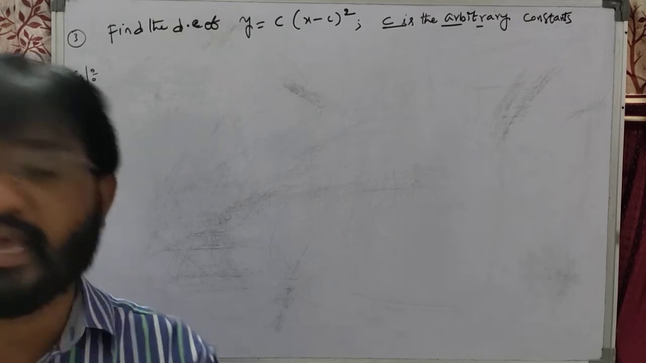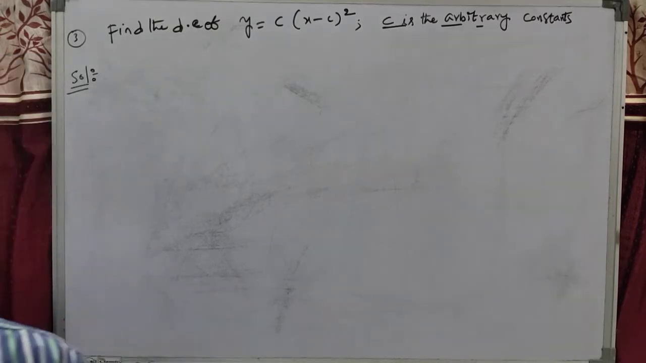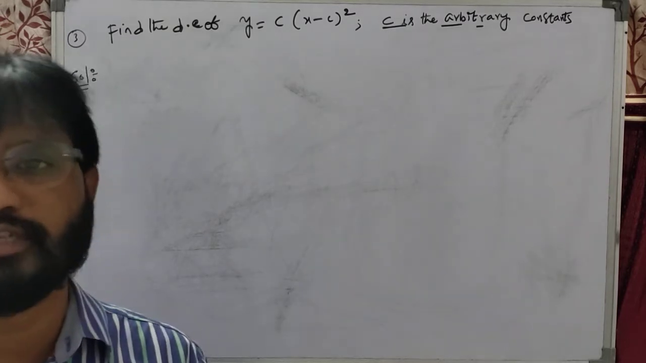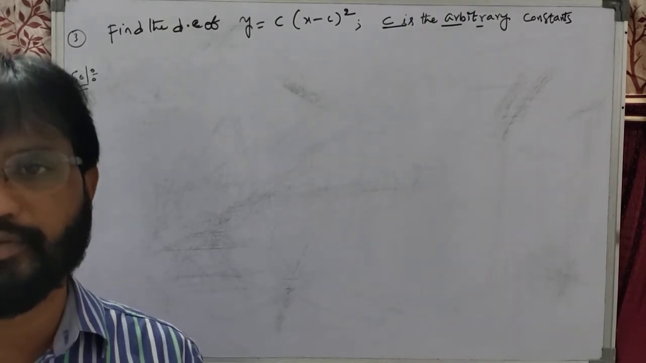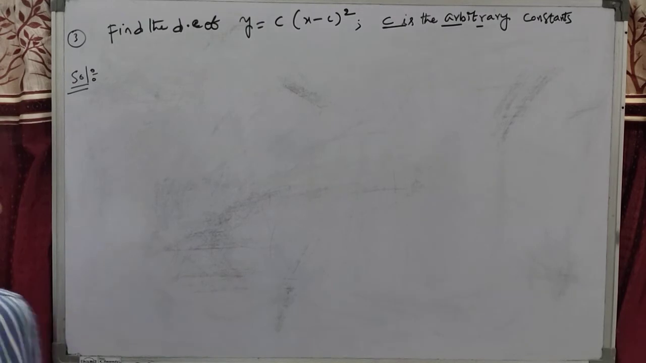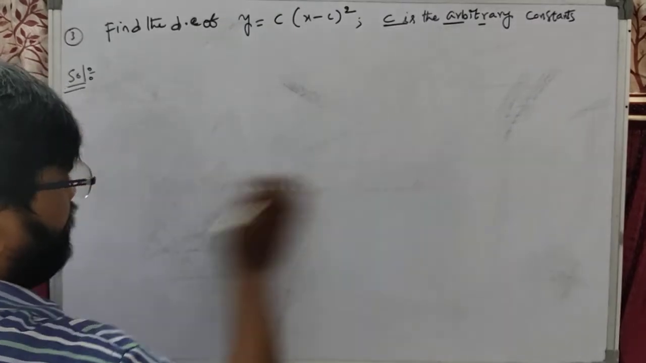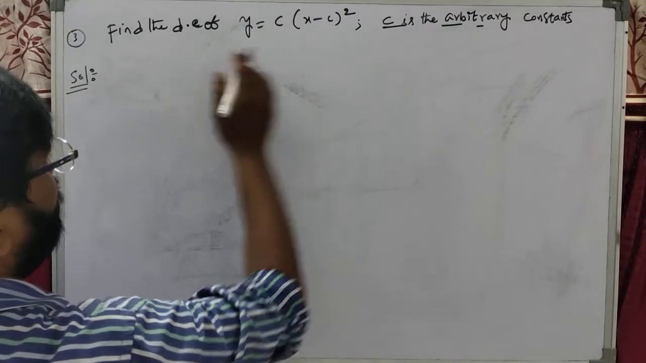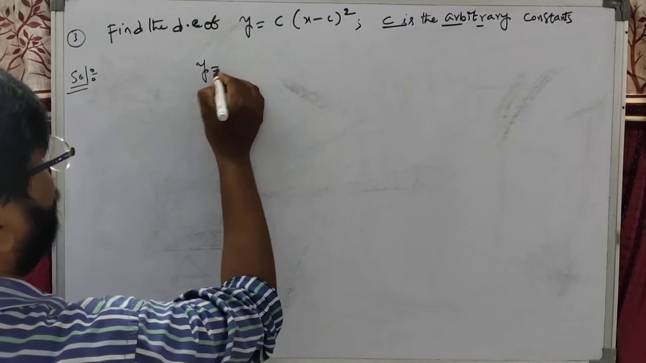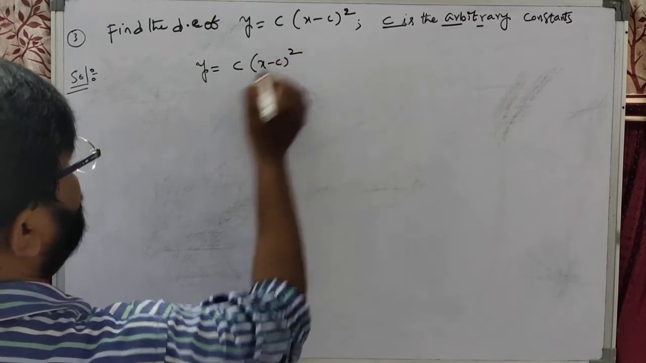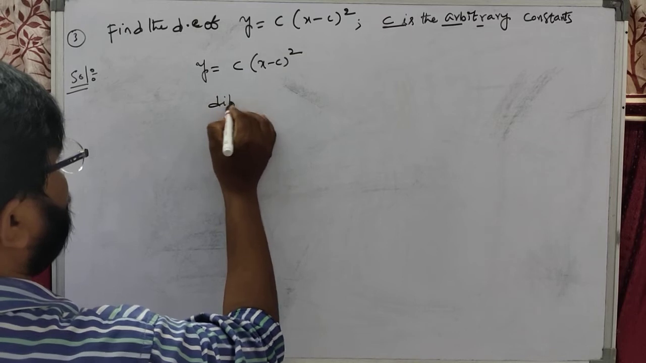If the equation has two arbitrary constants, we have to differentiate two times, taking the second order derivative. That is our only observation. Undoubtedly, we can remove the constants. So the given equation is y equal to c into (x minus c) whole square. That is the given equation.